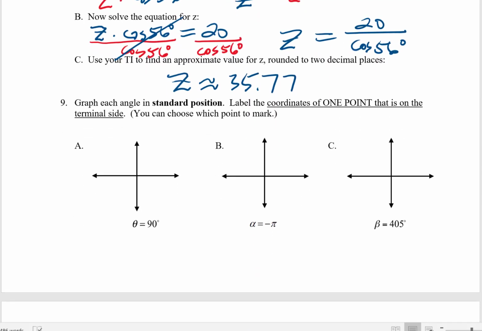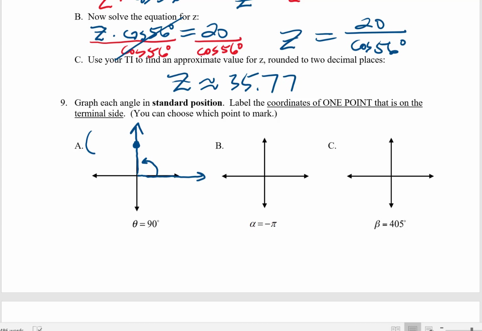Problem number 9. We're given an angle. We're being asked to draw the angle in standard position. Always start on the positive x-axis. 90 is positive, so I'll rotate in a counterclockwise direction. Here is the angle 90 degrees. And then somewhere along the terminal side, I'm simply being asked to mark the coordinates of any point. So pick a point and name the coordinates.